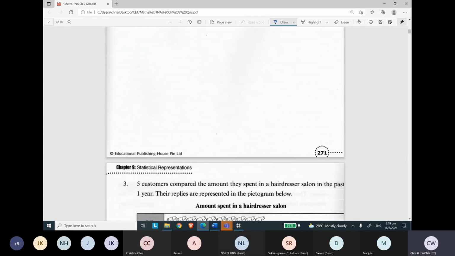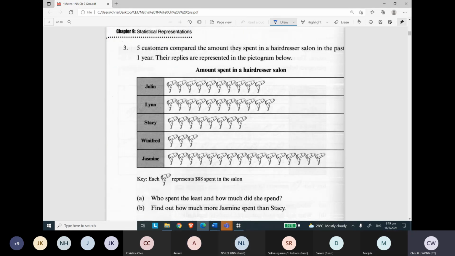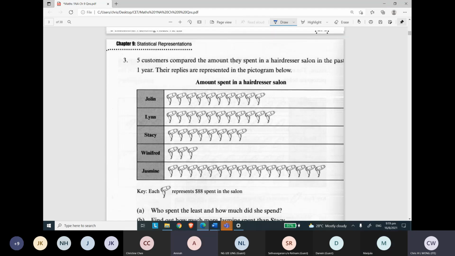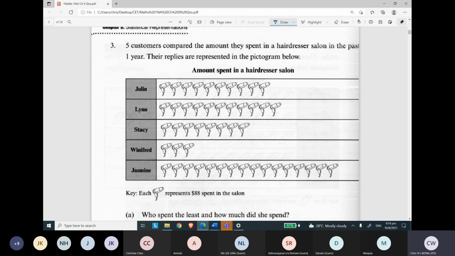Okay, thank you. Number 3. You see, pictogram is very easy, right? You all agree or not? Okay. Pictogram is very easy.